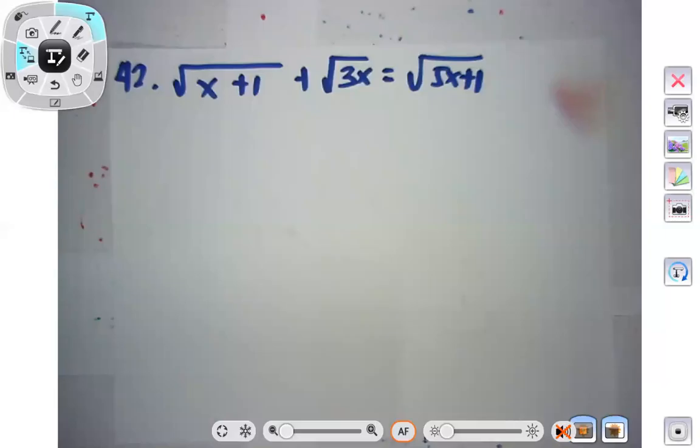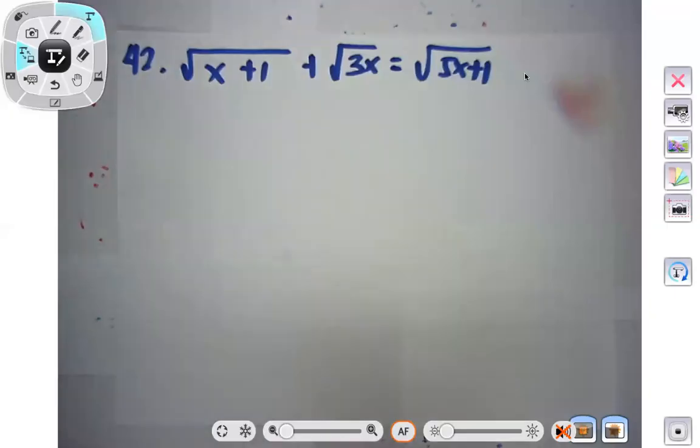You've seen examples of equations with radicals wherein there's only one radical expression. You've also had equations with two radicals. Now, what if there are three radicals? It's like here.